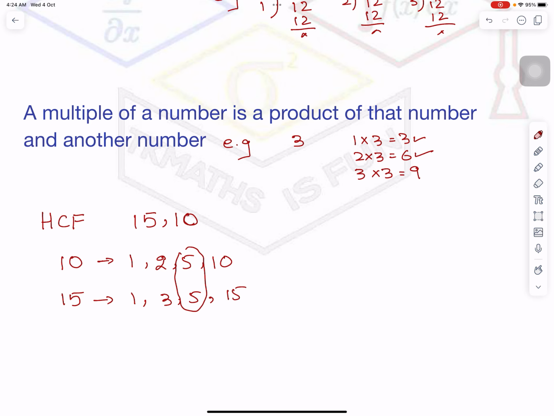So you will not do it like this. This method I am doing just to explain it to you. We will find the highest common factor with the help of the prime factorization method. Now what is that? Let me explain it here. For the same two numbers, I am finding the highest common factor of 10 and 15 with the help of the prime factorization method.